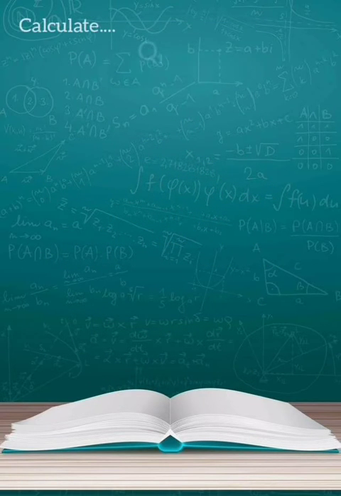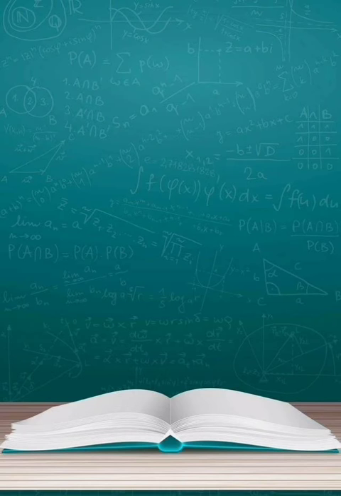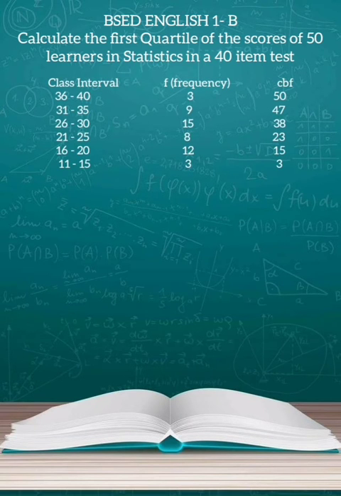Let's calculate the first quartile, the 6th decile, and the 80th percentile using the given table. So the class interval or scores of BSED English 1B are 36 to 40, 31 to 35, 26 to 30, 21 to 25, 16 to 20, and 11 to 15. And for the frequency, we have the following values: 3, 9, 15, 8, 12, and 3.